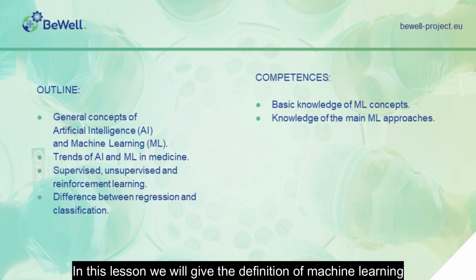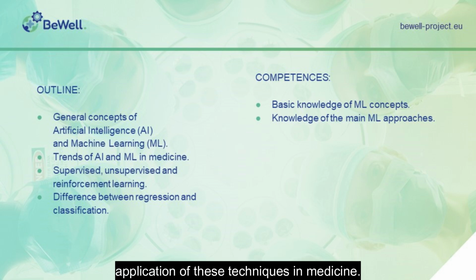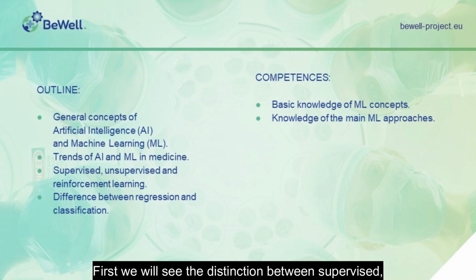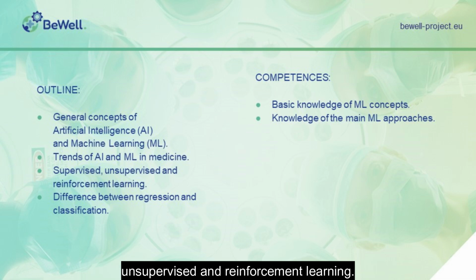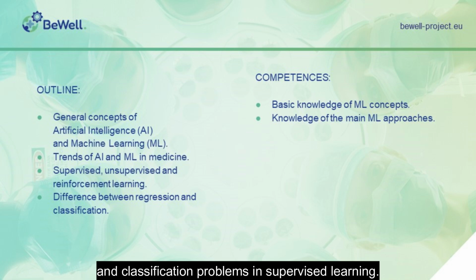In this lesson we will give the definition of machine learning and artificial intelligence. And we will briefly discuss the trend of the application of these techniques in medicine. We will then see the types of machine learning approaches. First we will see the distinction between supervised, unsupervised and reinforcement learning. Then we will analyze the difference between regression and classification problems in supervised learning.